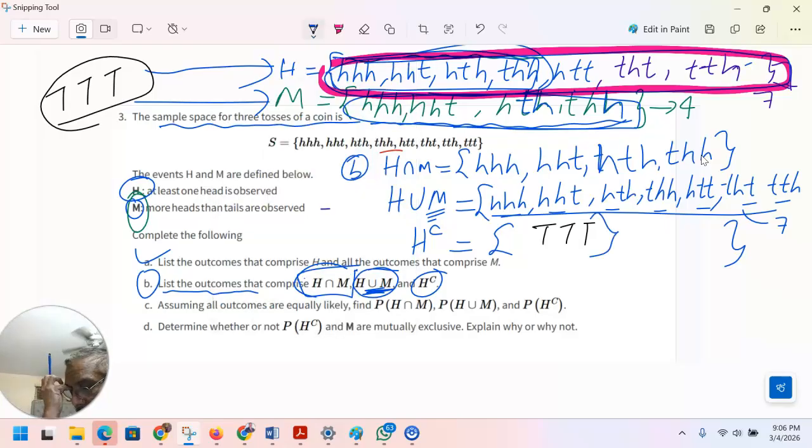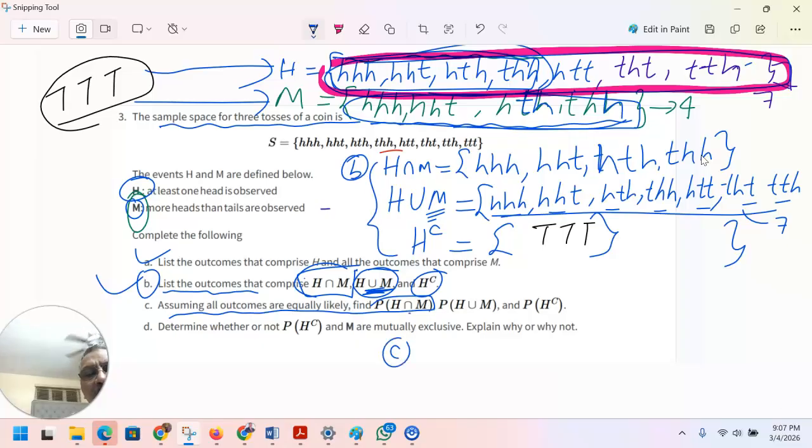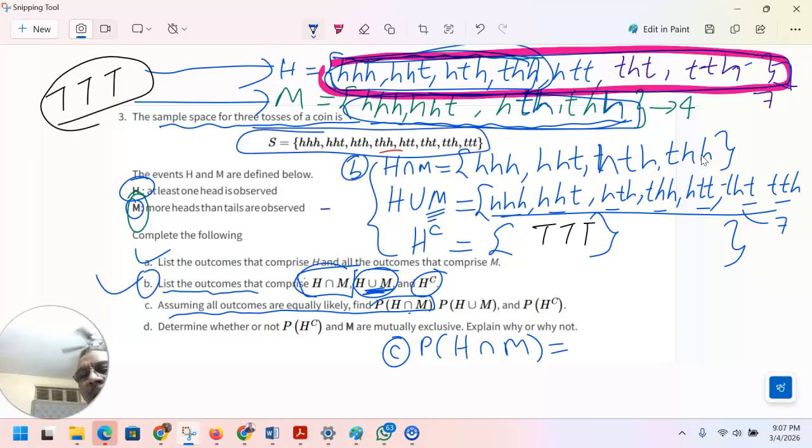Okay. The next question is, so we finished with this. Assuming all outcomes are equally likely, now we have to write probability. So we already have these three things. All they're asking you is the C part. What is the C part? Probability of H and M. So the sample space is all of them. Out of all of them, there are 8 of them, and H and M means there are four here. So there are 4 of them.